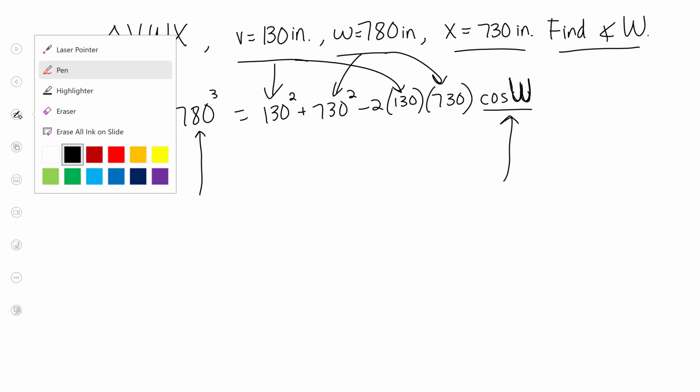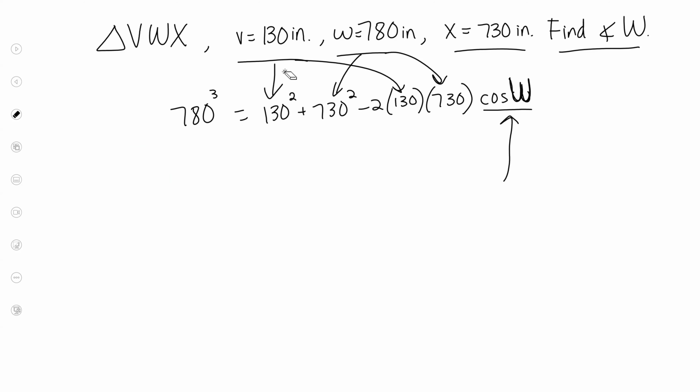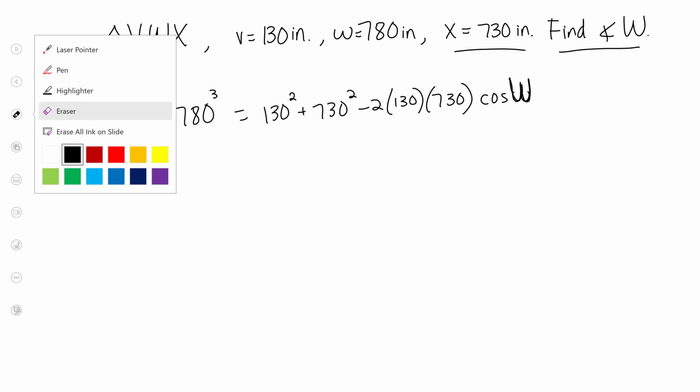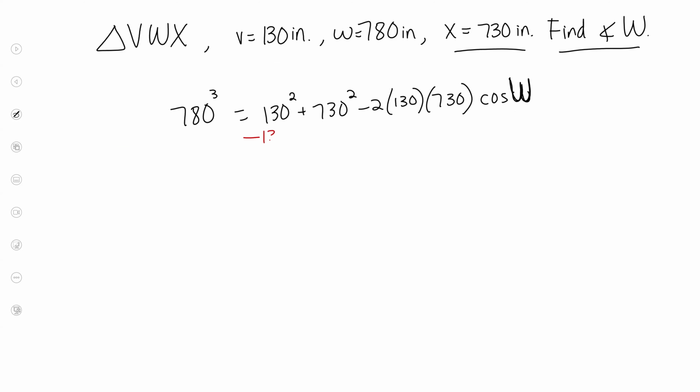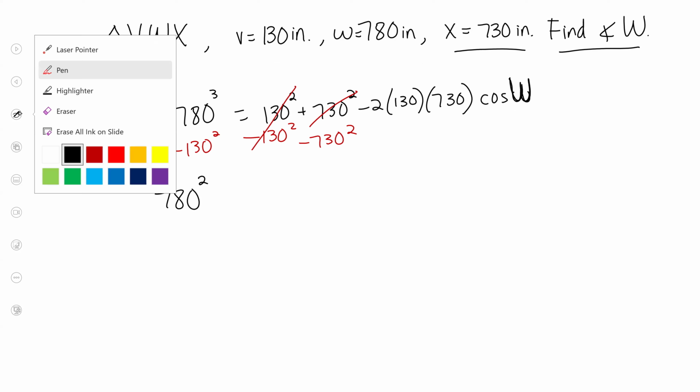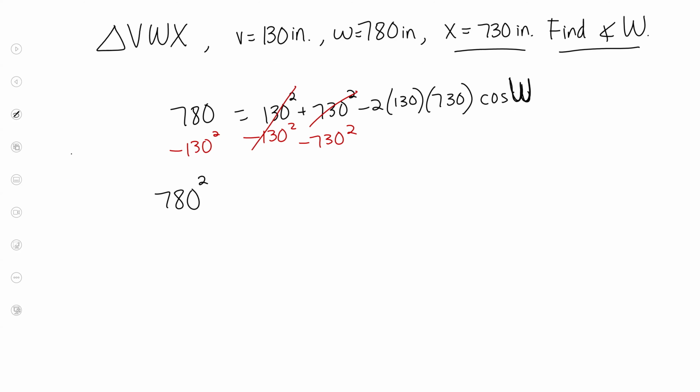Okay, so now we're just going to solve. So this is what you're going to put into your calculator. First, you're going to have to subtract 130 squared. Subtract it from this side. Subtract that from the other side as well. So I'm going to have 780 squared. I don't know why this is a cube. That should be a squared. Minus 130 squared minus 730 squared is equal to all of this.